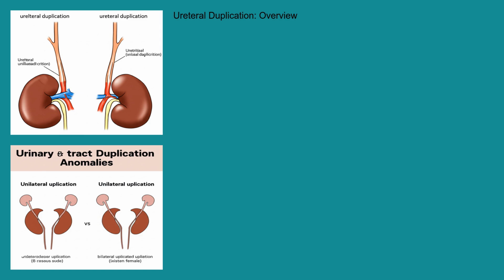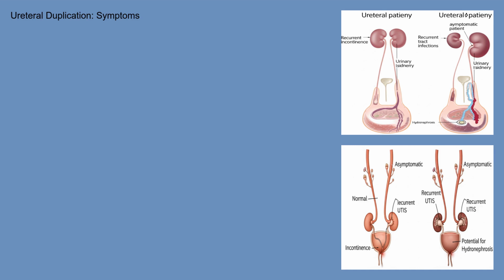Ureteral duplication anomalies are relatively common congenital abnormalities of the urinary tract. Studies estimate that they occur in approximately 0.8 to 1% of the population. While they can occur unilaterally on one side of the body or bilaterally on both sides, unilateral duplications are more frequent. The condition affects males and females relatively equally, but the presentation and complications may differ depending on gender, especially with ectopic ureteral insertions.